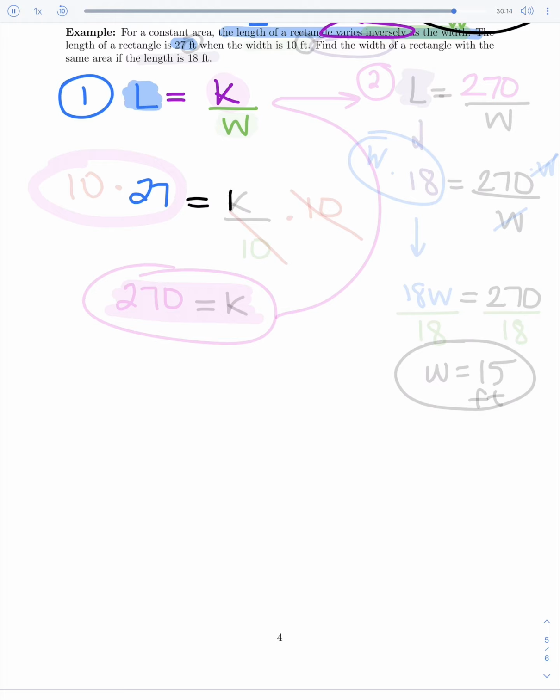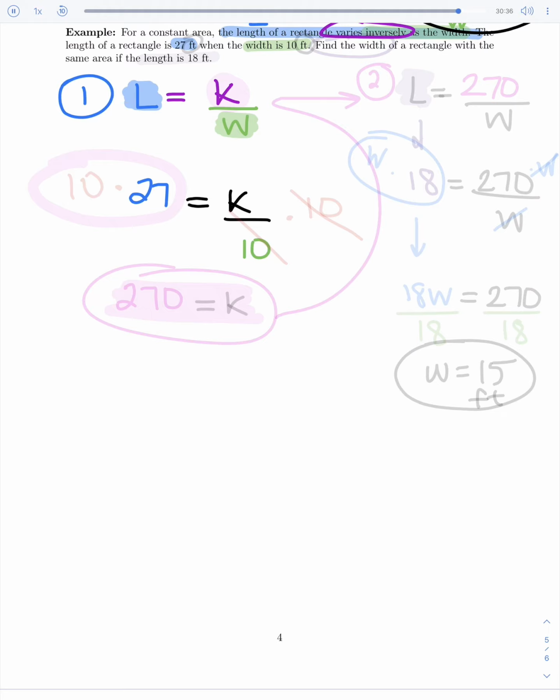I don't know K, I'm trying to find it. Over, what do they tell me W is? They tell me the width is 10 feet, so I can replace that W with 10. Now, okay, so I've got 27 equals K over 10. How do I solve this equation? Well, I can get K by itself.